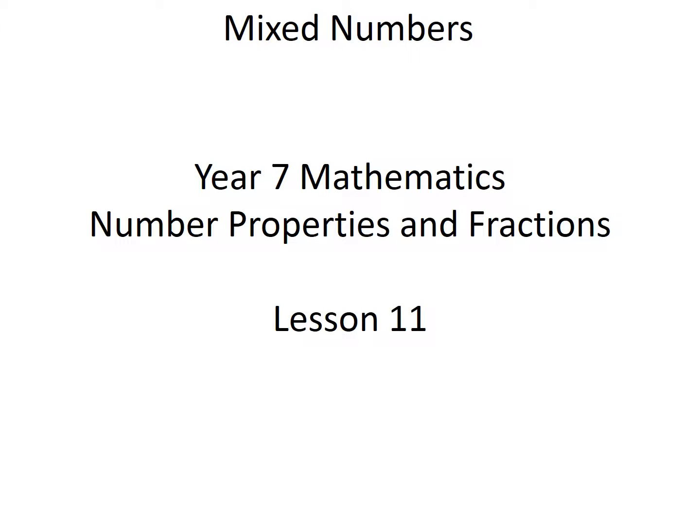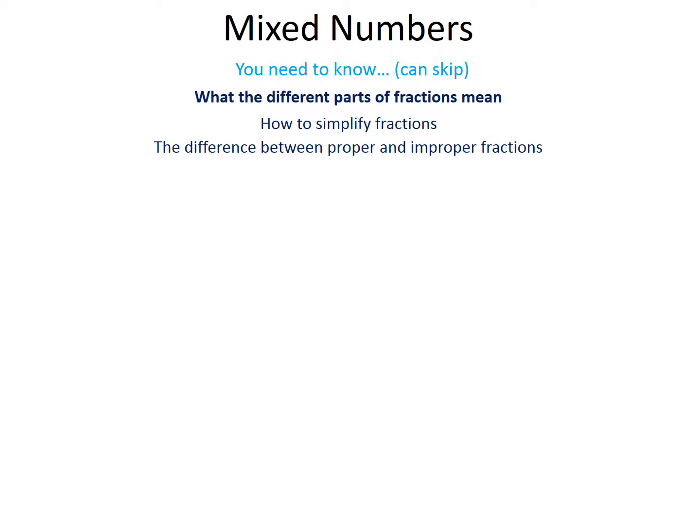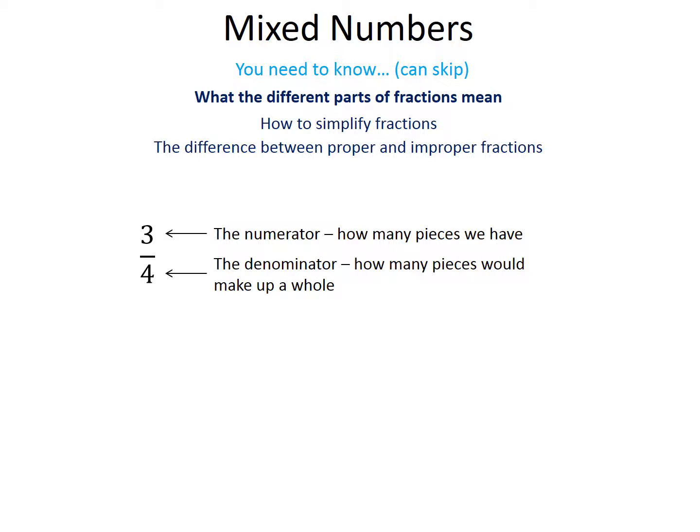In this lesson, we're going to be looking at how we convert to and from mixed numbers. Now we're going to need to remember what the fractions actually mean. So we've got two numbers. The top one's called the numerator, that's how many pieces we have, and the bottom one's called the denominator, that's how many pieces would make up a whole. So this fraction would look like this, where there are 4 pieces that make up a whole, but I've only got 3 pieces, so I've got less than a whole.